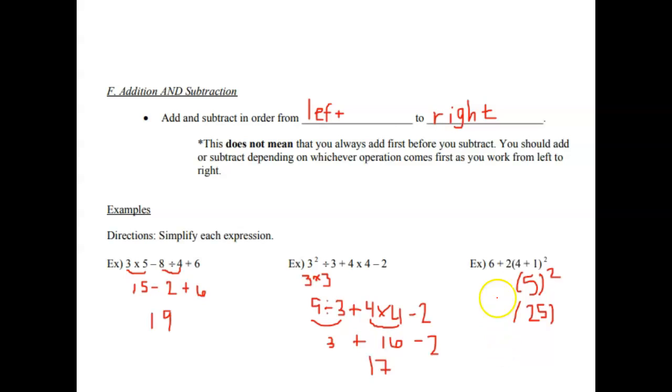And that 2 hugging the parentheses, that's 25 times 2. And then I have this 6. Okay, 6 plus 2 times 25. I need to do the 2 times 25 first. All right, 2 times 25 is 50. So I got 6 plus 50. Well, that equals 56.